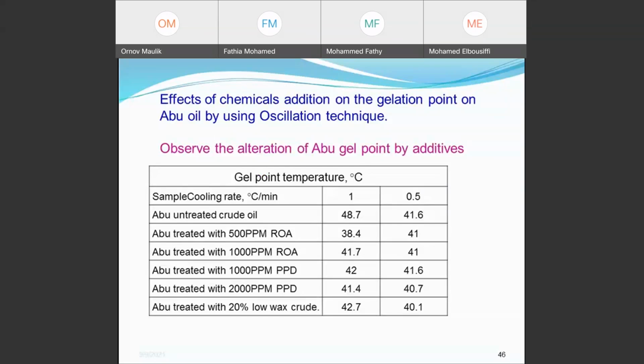So from this table, the cooling rate has a significant effect on untreated crude gel point. However, it's not the case for treated crude with chemicals. The chemical performed well in lowering gel point at a cooling rate of 1 C per minute, and their effect vanishes as cooling time increases.